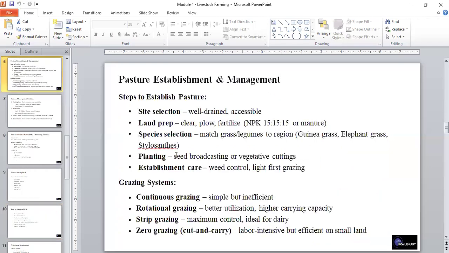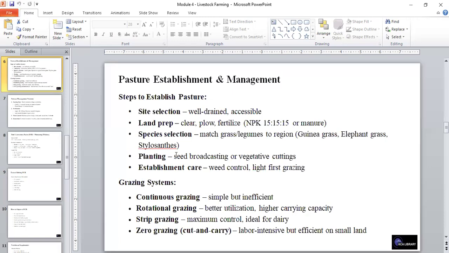Pasture management and establishment. Steps to establish pasture. Number one is site selection. You select a well-drained and accessible site. Land preparation: you clear, you plow, fertilize. Species selection: you match grass and legumes to regions. Then planting, and you need to establish care and weed control.